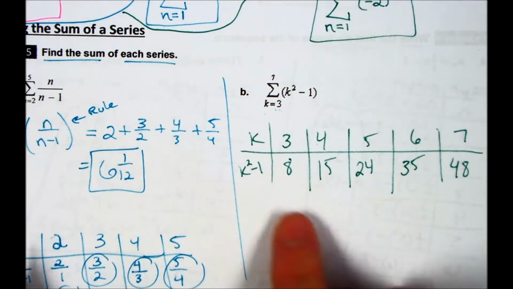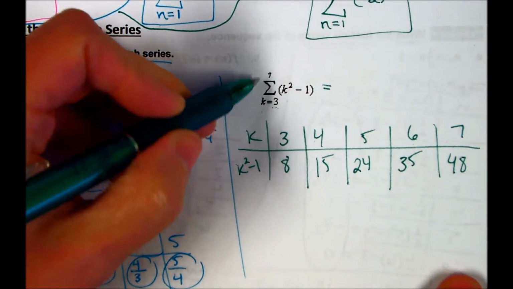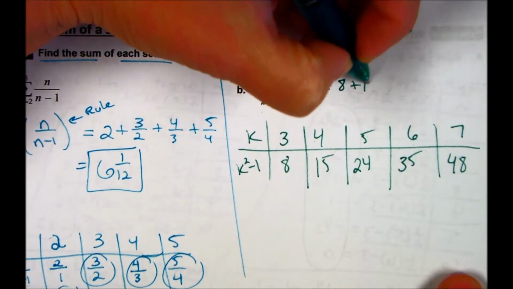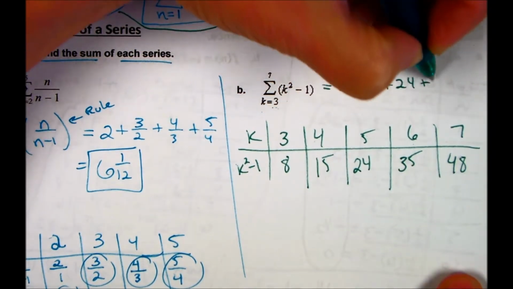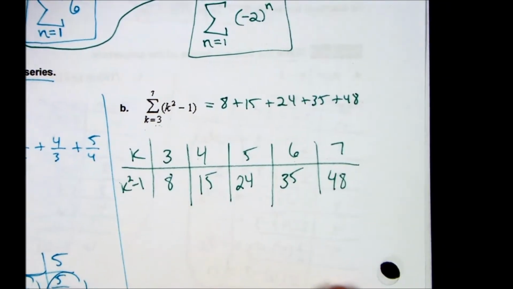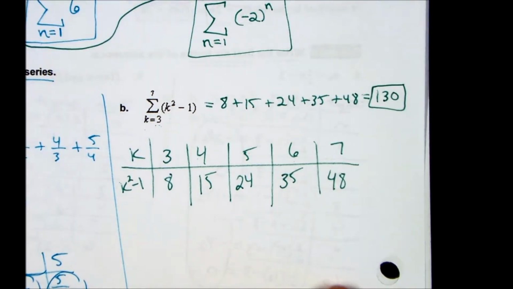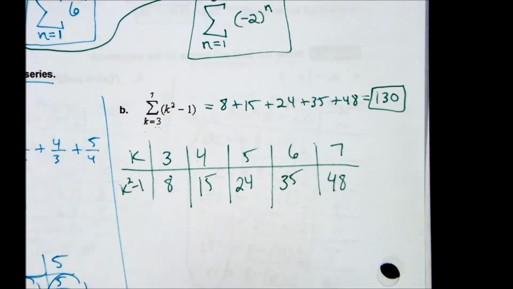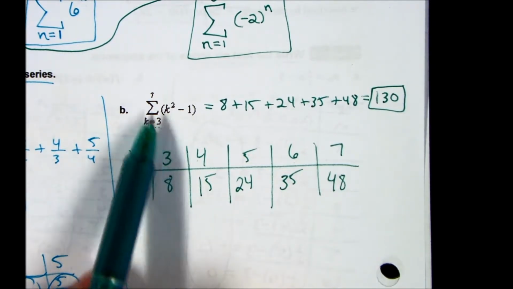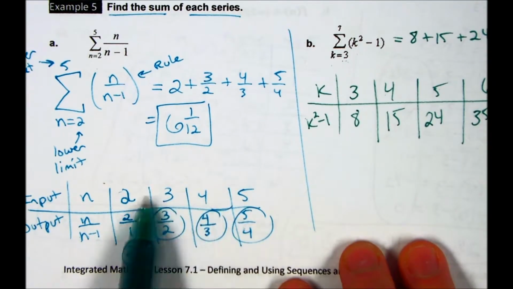So those are our numbers in our sequence, but then we have to take the sum of them. So we're going to take the 8 and the 15 and the 24 and the 35 and the 48 and add them all together to find our sum, which is 130 when we add that all up. All right, so 2 examples there of finding a sum of a series. So these ones were kind of nice because we only had to plug in 5 different numbers, or in this one we only had to plug in 4 numbers.